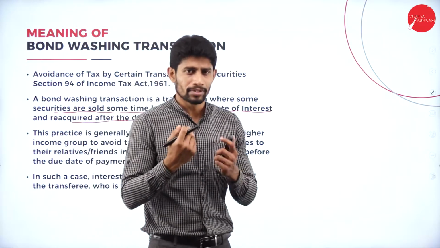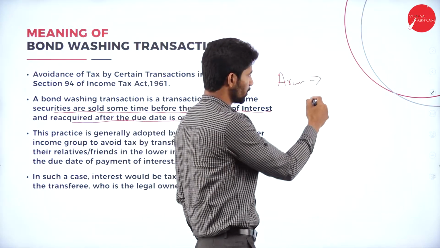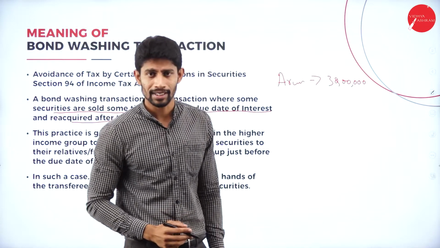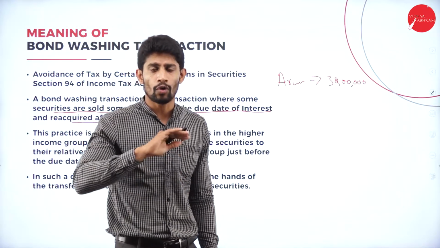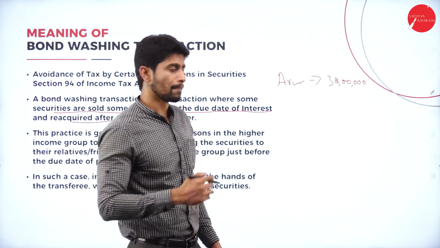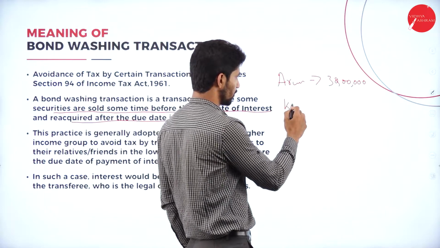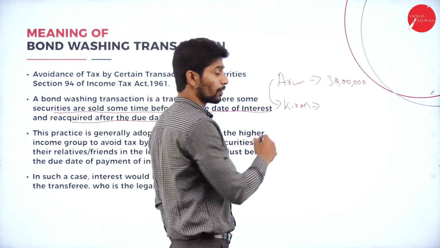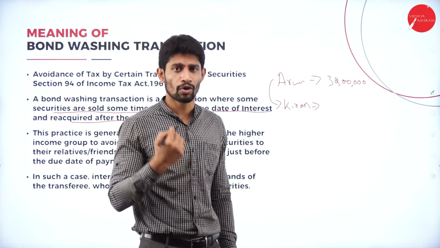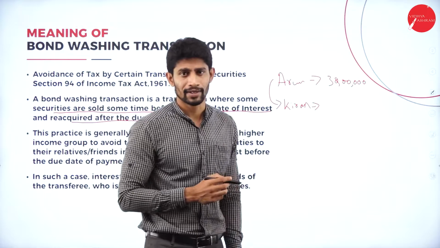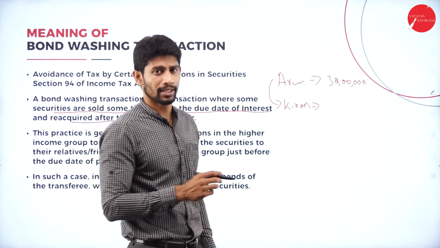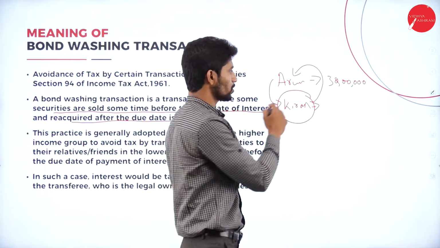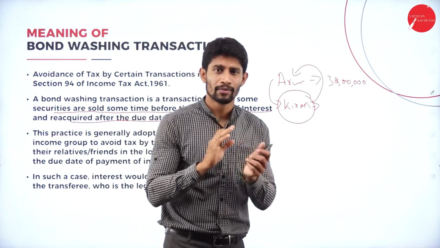For example, I am Mr. Arun, and my income is 30 lakhs. Including securities, he may earn more than 30 lakhs. So to avoid tax, what will Arun do? He transfers his shares or securities to Mr. Kiran before the due date of interest. After the due date, after the interest is paid, when the securities are in the hands of Kiran, I will again take back the shares or the securities to my own account. This is called a bond washing transaction.